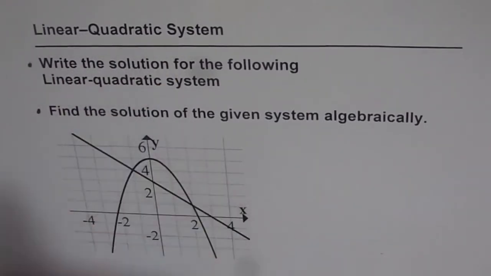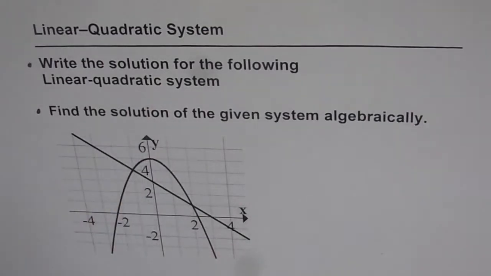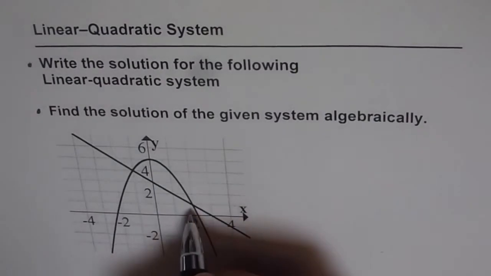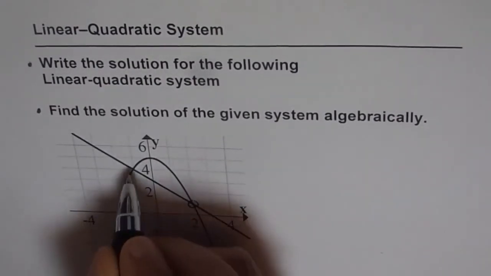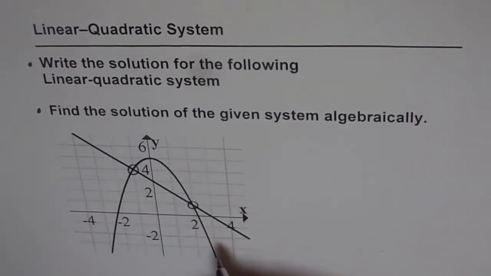So, a linear-quadratic system is a system where we have at least one line and one parabola represented on a graph. Now when the question is, write the solution for the following linear-quadratic system, solution means what? Solution here means the points where they intersect. So we find 2 points on the graph where the line and parabola intersect, the points which they have in common. So these 2 points form the solution of the linear-quadratic system.